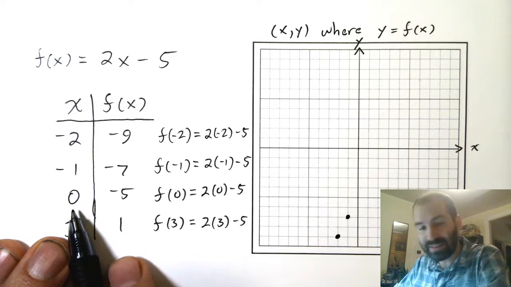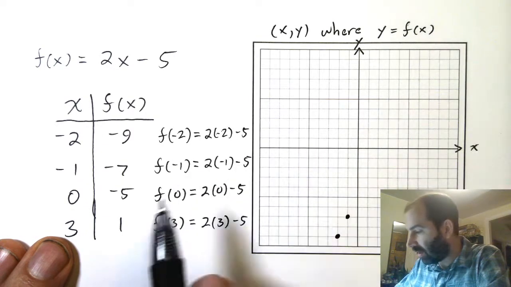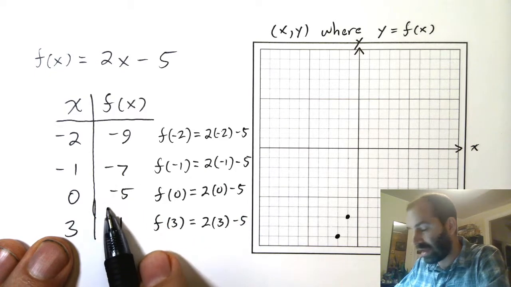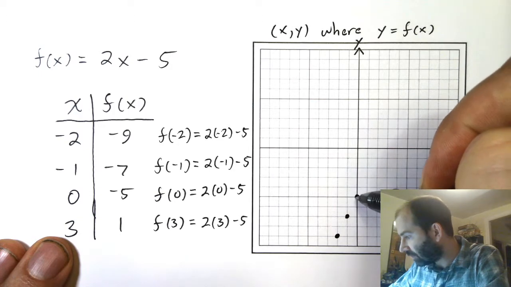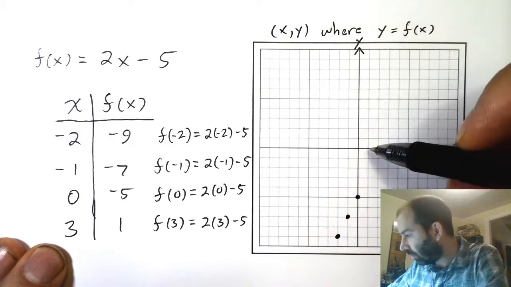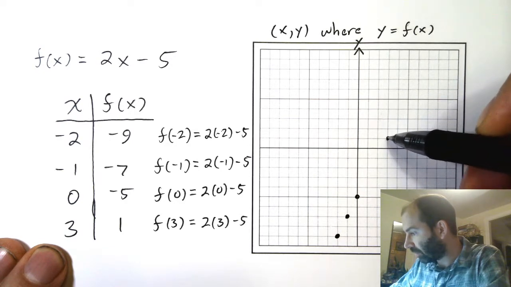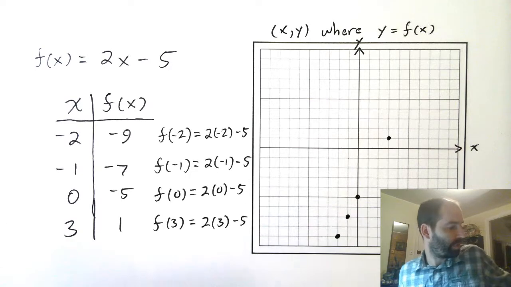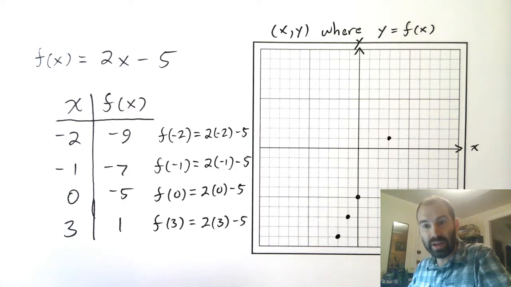This one says that when x is 0, so that's right here in the middle, in the center, y is -5. All right, so 1, 2, 3, 4, 5. And this one says that when x is 3, 1, 2, 3, y is 1. So I'm actually going to go up 1 for this one. And what do we have here? It looks like these points are lying in a straight line.